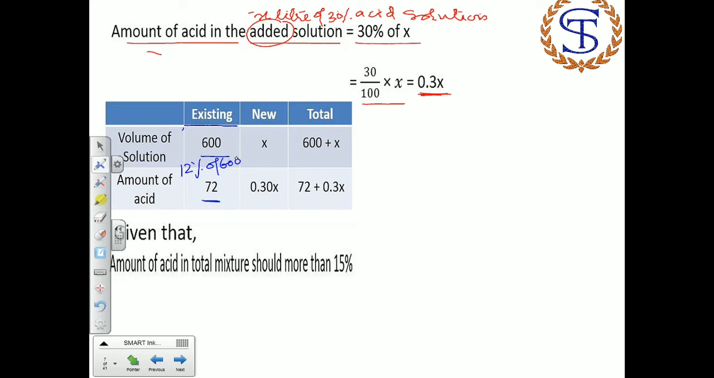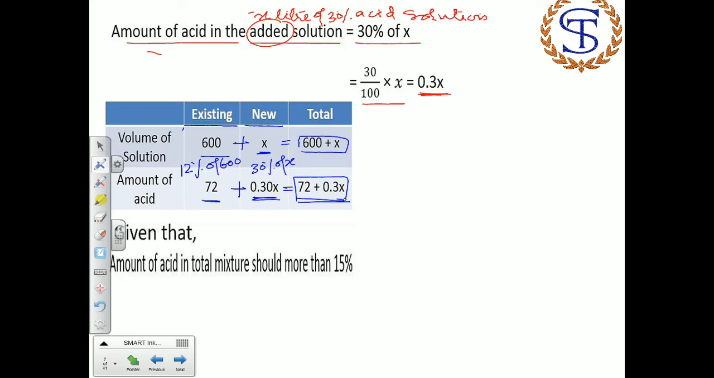In a similar way, for the new solution that we have added, that is x liters, only 30% of this x is acid. In this question, 30% of x is acid. So the total acid content is 72 plus 0.3x, and the total solution is 600 plus x, that is this one. According to the equation, what is given to us?